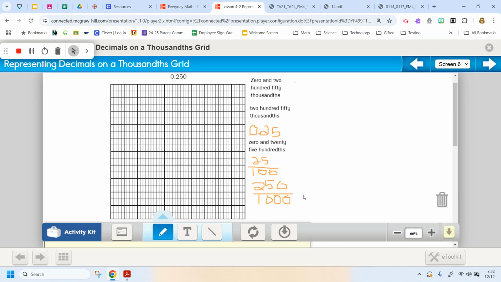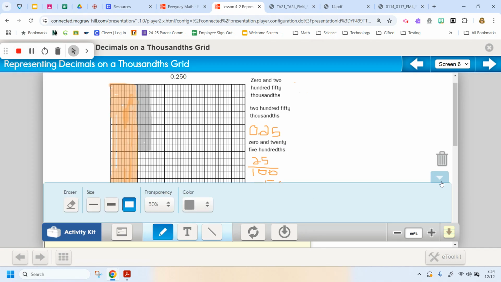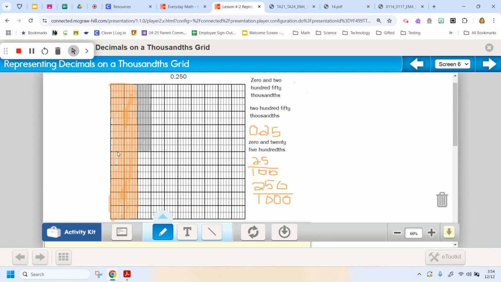All right, pause the video one last time and go ahead and shade in 250 thousandths. And unpause when you are done to see if you got it right. All right, did you get it right? You have 2 tenths shaded in and 5 hundredths. No thousandths. No little guys, individually.